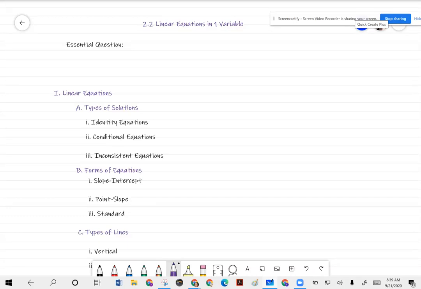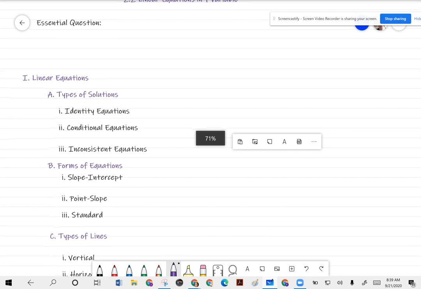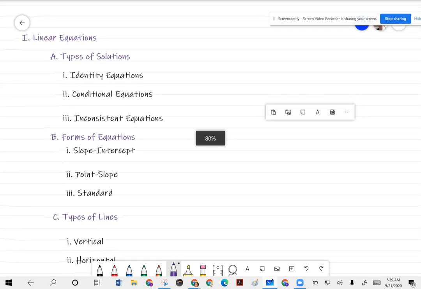Right, guys, we're going to be talking about 2.2 linear equations in one variable, and in this video we're only going to be covering Roman numeral 1. So you'll have the essential question given to you later. Number 1, we're going to be talking about linear equations. So A, B, and C are all following the linear function idea. All right, so let's take a look at solutions.